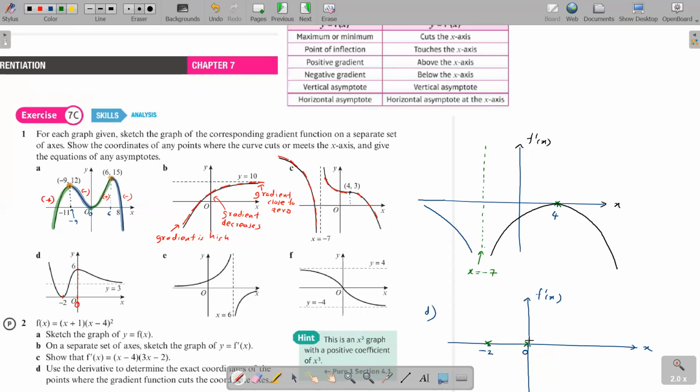Okay. And then do I have any other turning points? No, but I do have a what? An asymptote. I have a horizontal asymptote. Do you see y equals 3 is a horizontal asymptote? A horizontal asymptote becomes what? A horizontal asymptote at the x-axis. So basically, you have a horizontal asymptote at the x-axis.